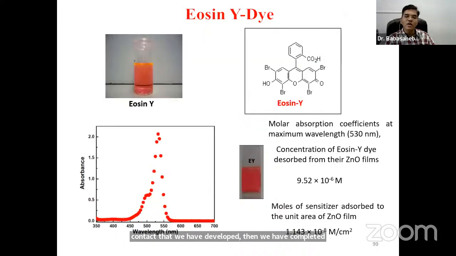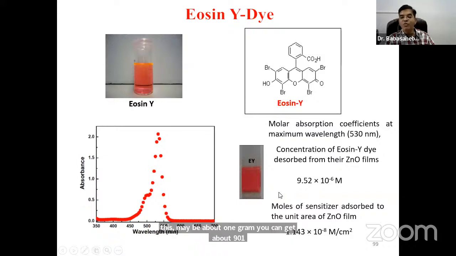Initially, we have used eosin Y as a dye. Eosin Y contains a carboxylic group. It is from the xanthene series, and you may wonder whether it is costly or not, because this dye we are using in micromolar concentration, and about 1 gram of this dye costs about 900 to 1000 rupees. From that we are using a micromolar solution, so a very small quantity.